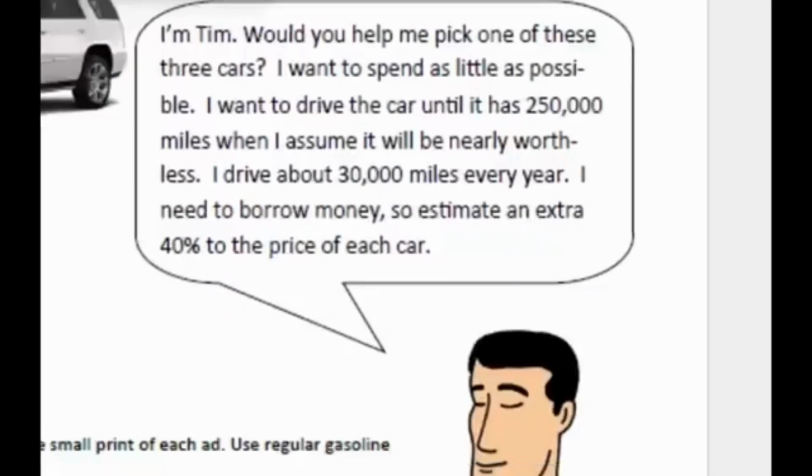He wants to spend as little as possible. He's going to drive the car until it has 250,000 miles. He drives 30,000 miles a year, so everything so far is the same as Susan. However, the difference is he does not have enough money to purchase the car. And so to make things simple, we are just going to add 40% of the price of the car to his spreadsheet. So that will include all the interest and bank fees.